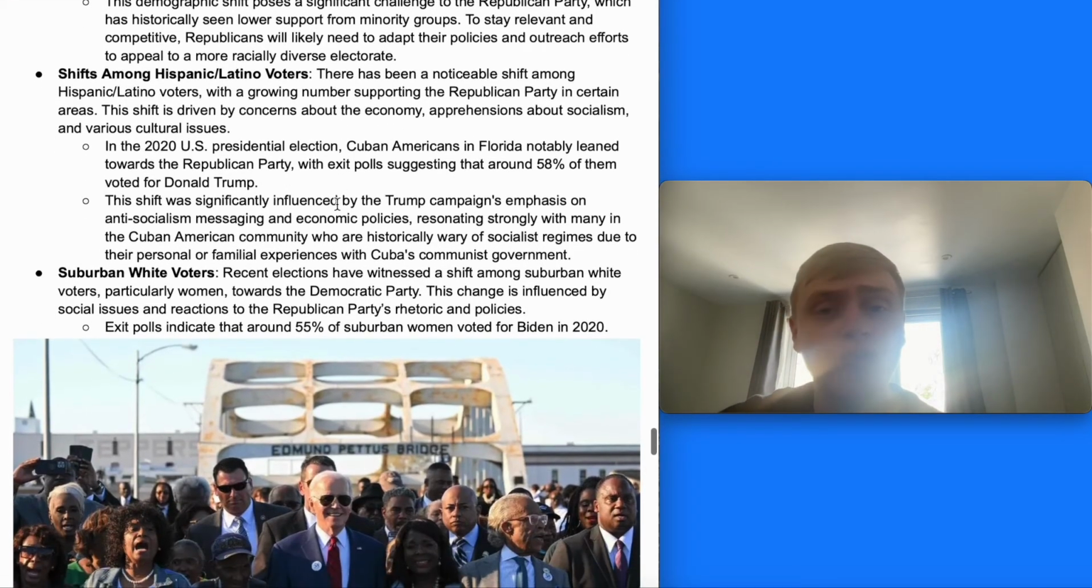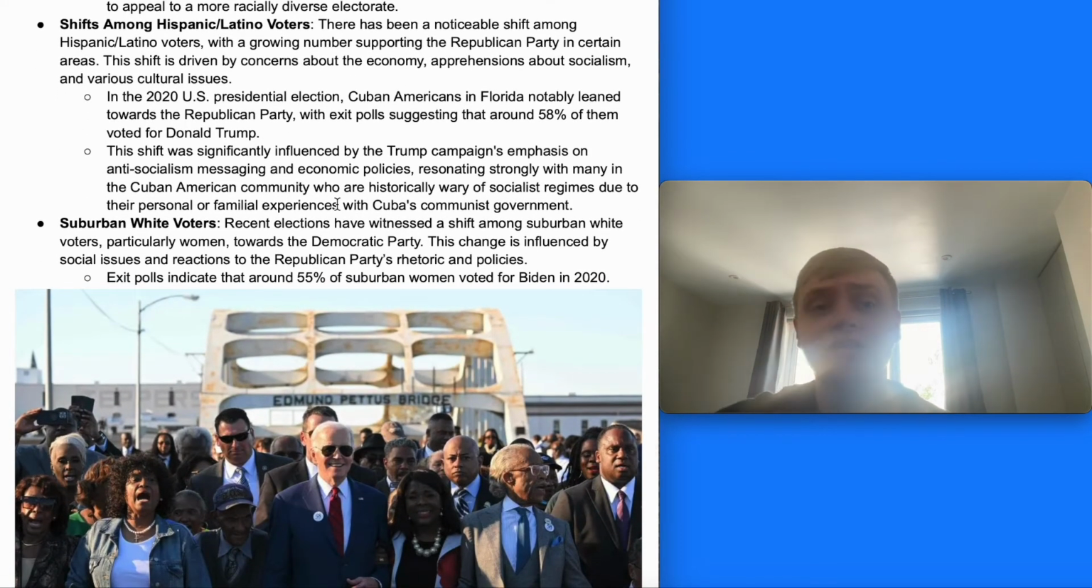There's also been a notable shift among Hispanic or Latino voters, with a growing number supporting the Republican Party in certain areas. This is driven by concerns about the economy, apprehensions about socialism, and various cultural issues. So in 2020, Cuban Americans in Florida notably leaned towards the Republican Party, with exit polls suggesting that around 58% of them voted for Trump. This is really important because Florida is a really key swing state with a lot of electoral college votes that the Democrats failed to win in 2020.